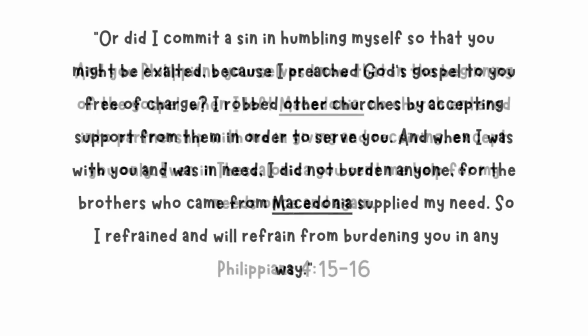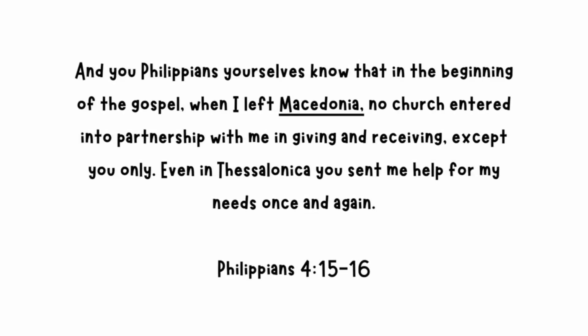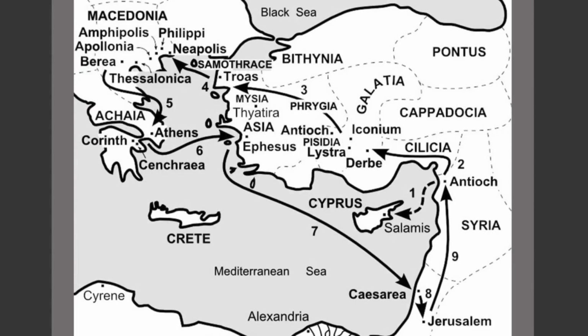In Philippians 4:15-16, we learn that Paul did receive an offering from the Philippians while he was in Thessalonica. Both Philippi and Thessalonica are in Macedonia, while Corinth is in Greece. As Acts 16-18 records Paul's journey from Philippi to Thessalonica and eventually to Corinth, we infer that he received money from Macedonia after leaving the province a couple of times.